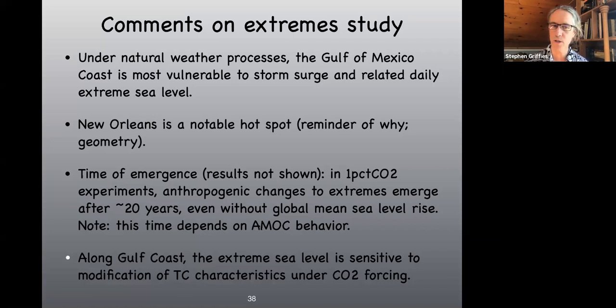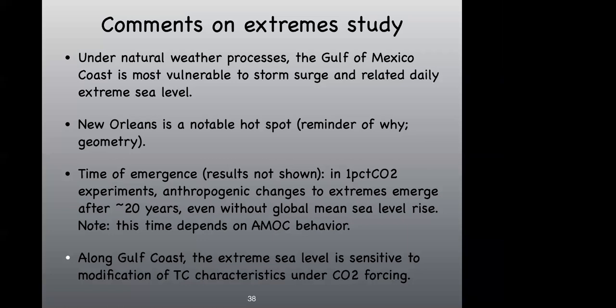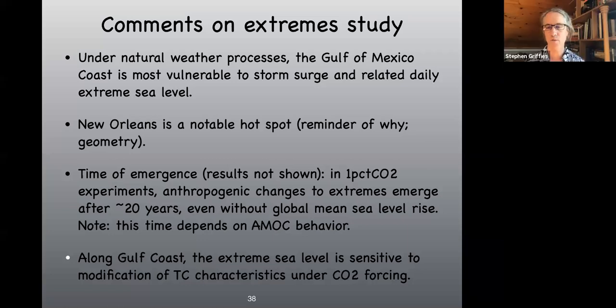The time of emergence, which is some results I did not show, is a term that refers to when you can start to detect changes in these simulations. And the anthropogenic effects of sea level, extreme sea level rise start to emerge in these simulations about 20 years along the east coast of the US, largely as a function of the slowdown of the AMOC in these simulations.